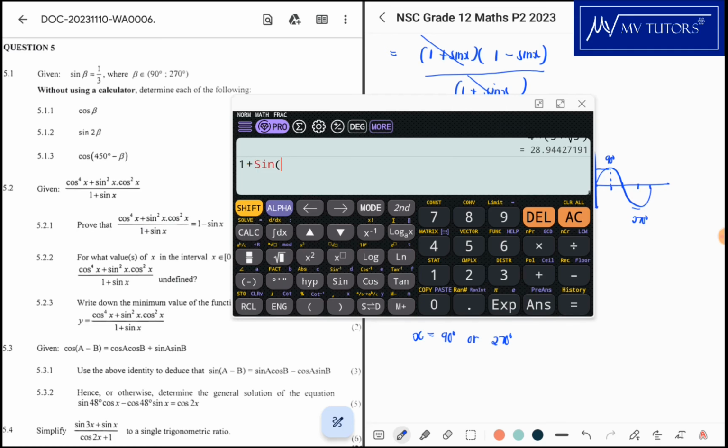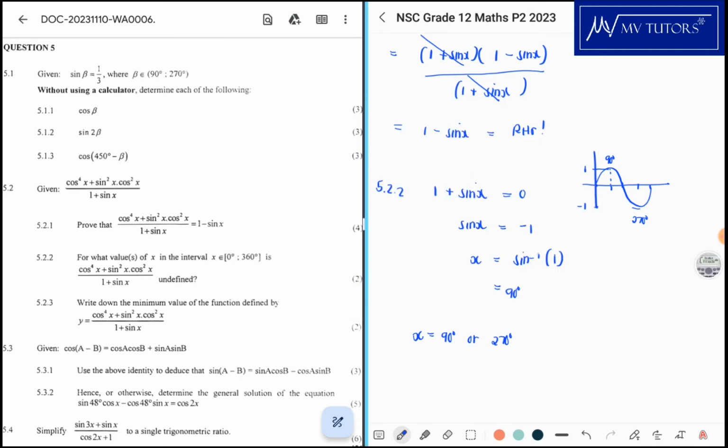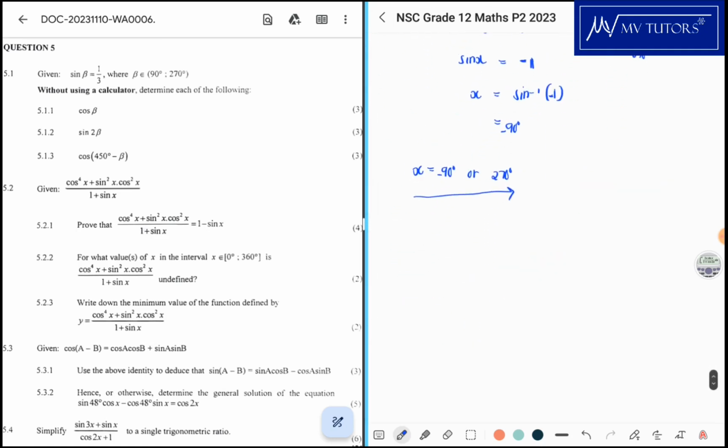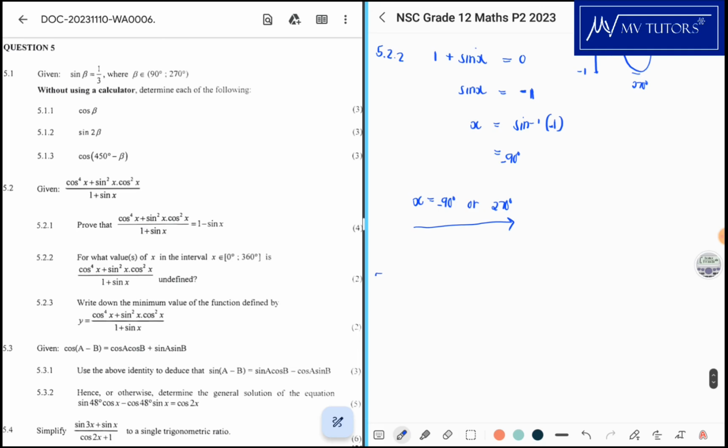1 plus sine 90 degrees, -90 actually. Yeah, this should be -90. It's going to be 0, okay? Or where we have sine 270, that's going to be 0. Okay, so it should be negative 90, because if you consider this negative 1, you're going to get negative 90. All right, or 270. Those are the values. Okay, I hope I didn't confuse you there. If I did, please just comment below and I'll try to explain better.